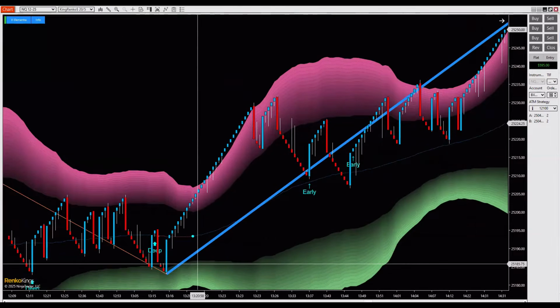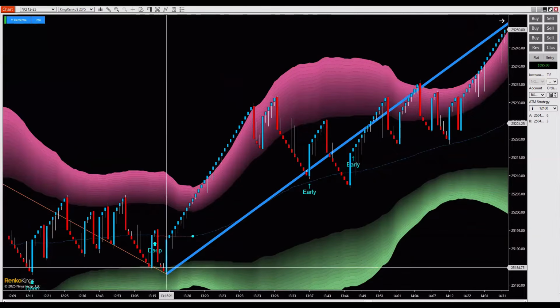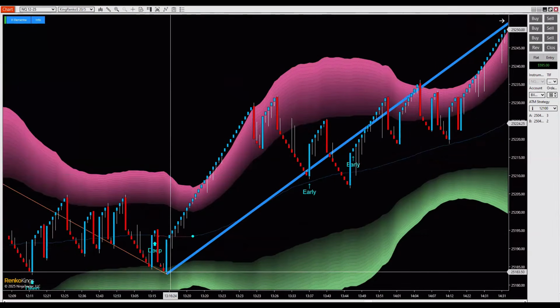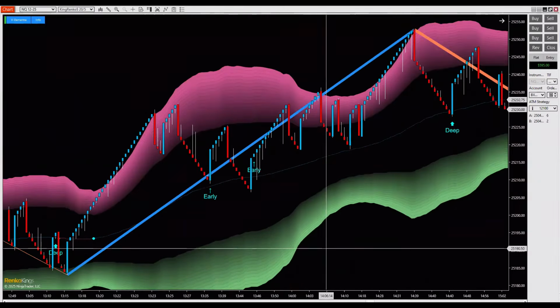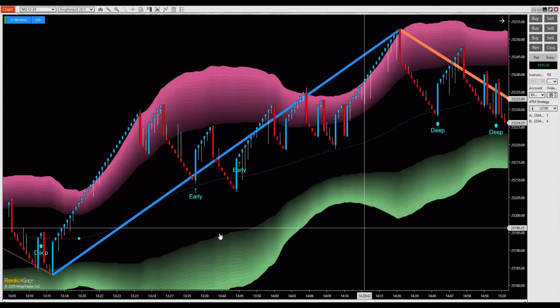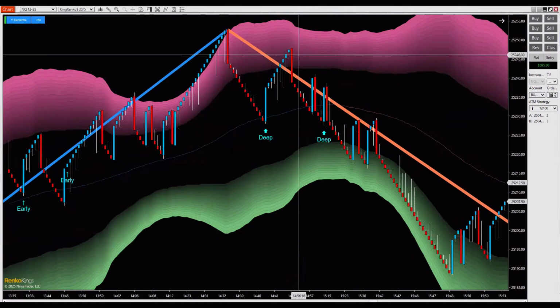Over here, the indicator keeps track of swings. So this is a bullish move, so it would be like a bullish swing. Early entry, deeper retracement.